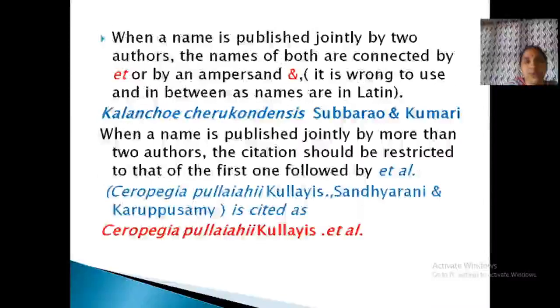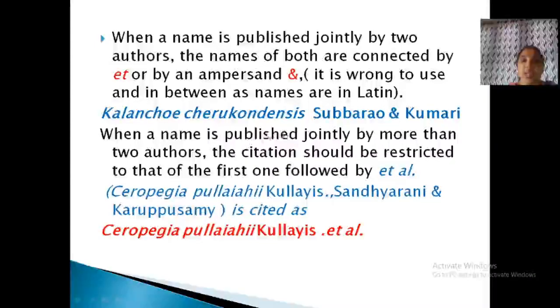Clear? Now, when a name is published jointly by two authors working together, the names of both are connected by et, or an ampersand, this sign. It is wrong to use 'and' in between, as the names are in Latin. Example: Kalanchoe cherukondensis Sabara and Kumari. This is the simple usage; also, you can write et here. That is correct. So et or this sign is used when two authors together published a taxon.